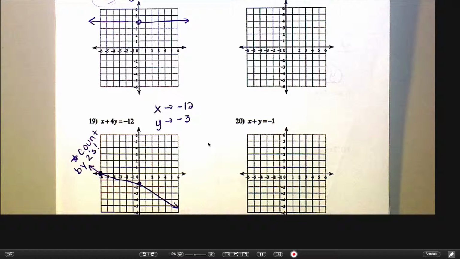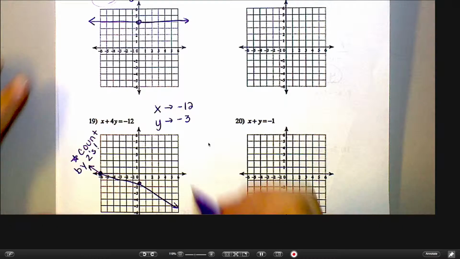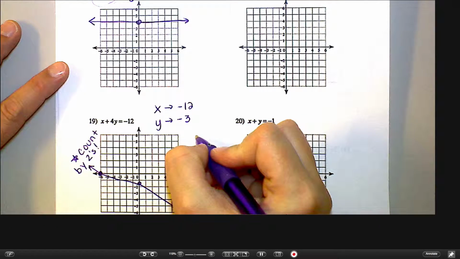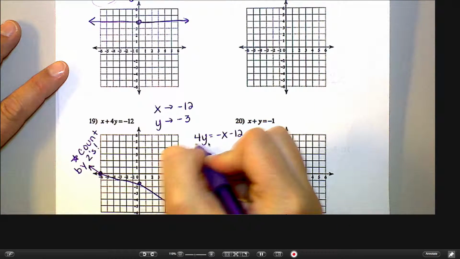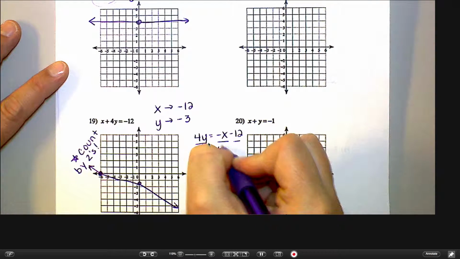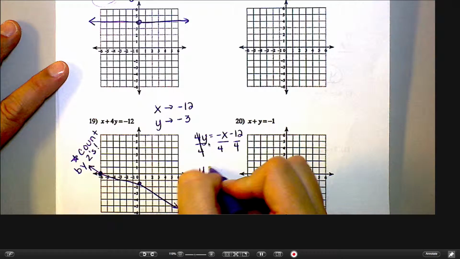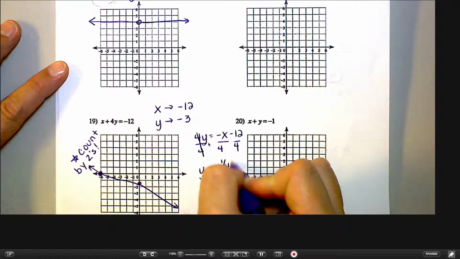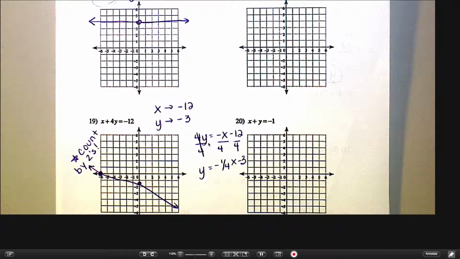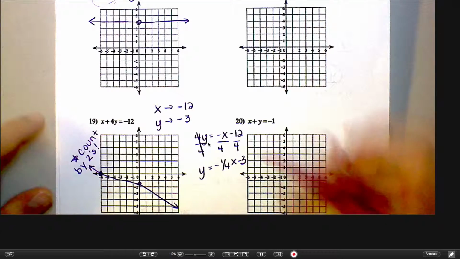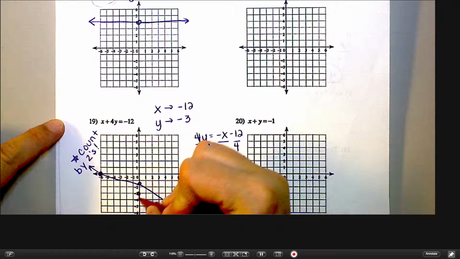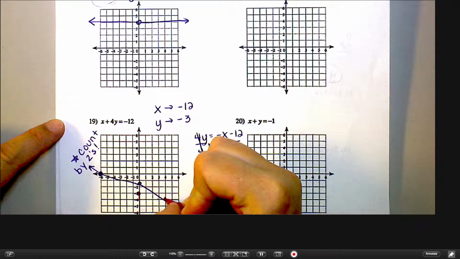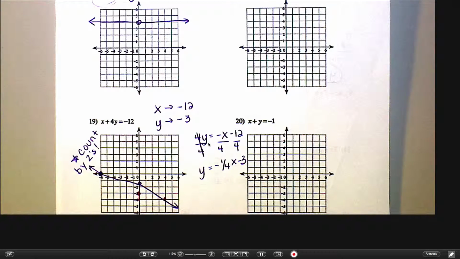Okay? If you didn't do that, if you maybe did slope-intercept form on this one, let's see, what would that look like? So if I subtracted x from both sides, I would have 4y equals negative x minus 12. And then I would divide everything by 4. So I would have y equals negative 1/4 x minus 3. And then when you go to graph that one, supposing that you didn't count by 2s this time, your y-intercept would be at negative 3, and you would go down 1 and over 4, which really it shouldn't be crossing with this line, but my line's just drawn really badly.